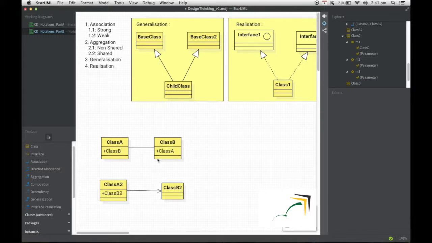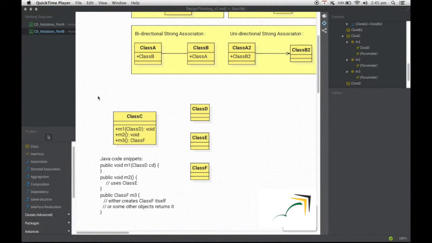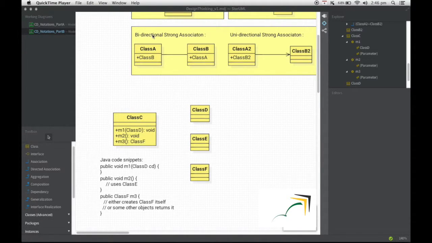So this is the first way of looking at it. Both are strong association, by the way. I've not yet talked about strong versus weak. Both are strong association, but the first one happens to be a bidirectional association, whereas the second one happens to be a unidirectional association. Okay, so I've just cleaned up the diagram and I've added the bidirectional strong association and unidirectional strong association up here. Then let me talk about the weak association, and then we'll define what we mean by strong.